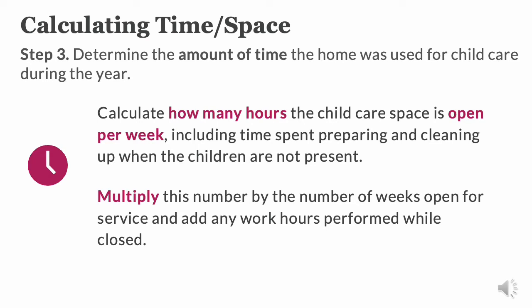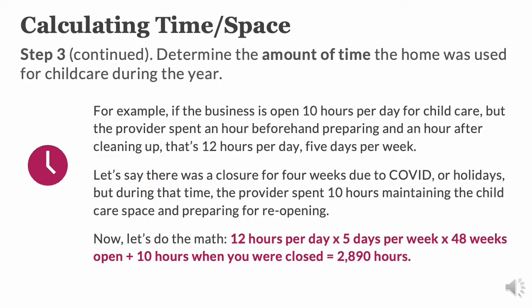Providers will use the hours childcare is open per week and multiply that by the number of weeks open for service and hours performed while closed. For example, if the business is open 10 hours per day for childcare, but the provider spent an hour beforehand preparing and an hour after cleaning up, that's 12 hours per day, 5 days per week.